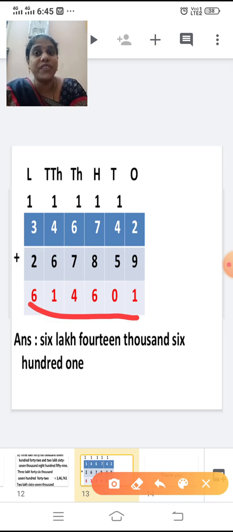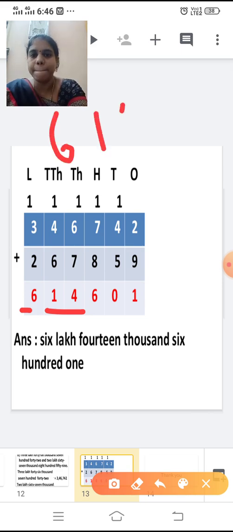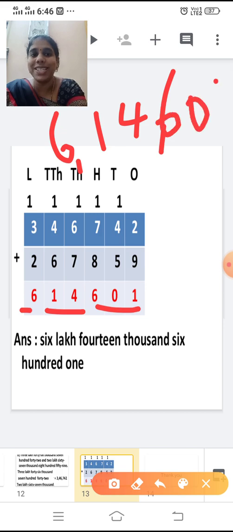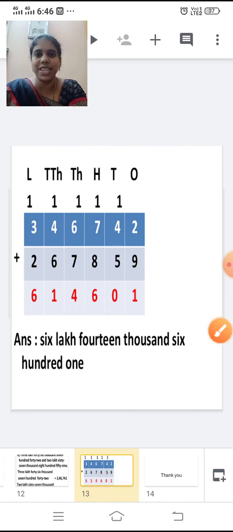Write the number in words. Shall we write in words? 6, it is in which place? Lakhs place, right? So write 6 lakh. 14, it is in thousands period. So 14,000. 601, it is in ones period. So 6 lakh 14,601. Clear, children? Practice well the sums.